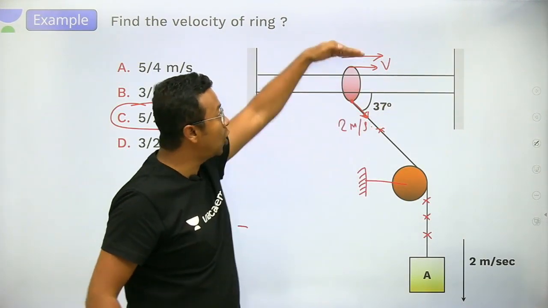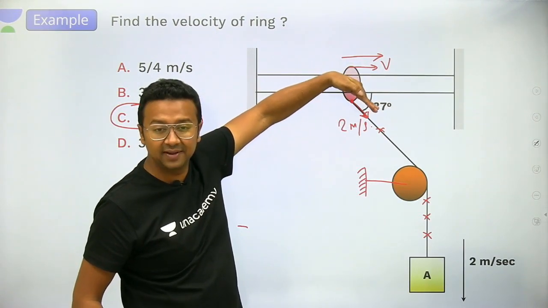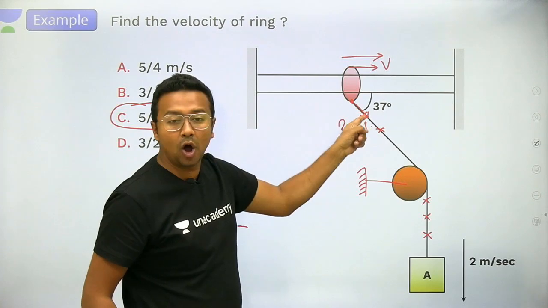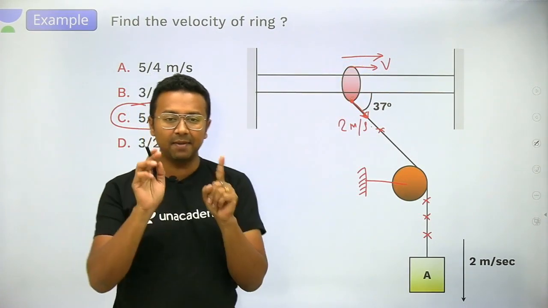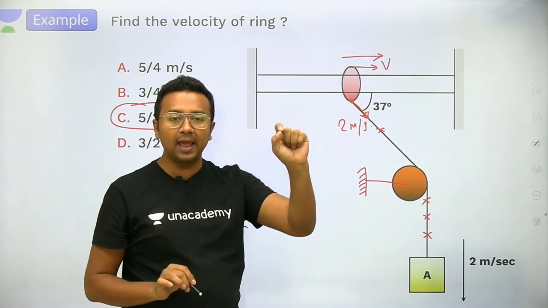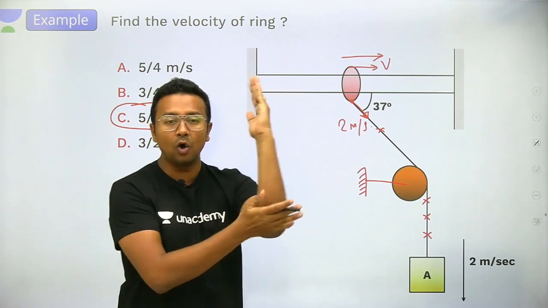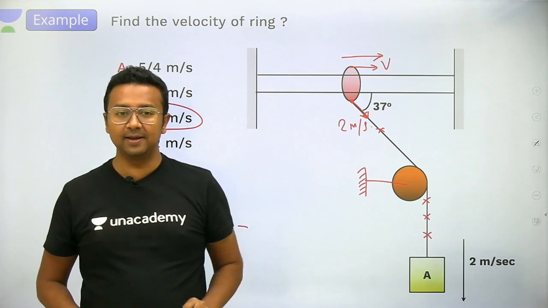So we are going to take the component of the velocity of the ring along the direction of the string, and not take the component of this velocity along the direction of the ring. Remember this: always the component of velocity of the ring or the block along the direction of the string. That must be remembered.